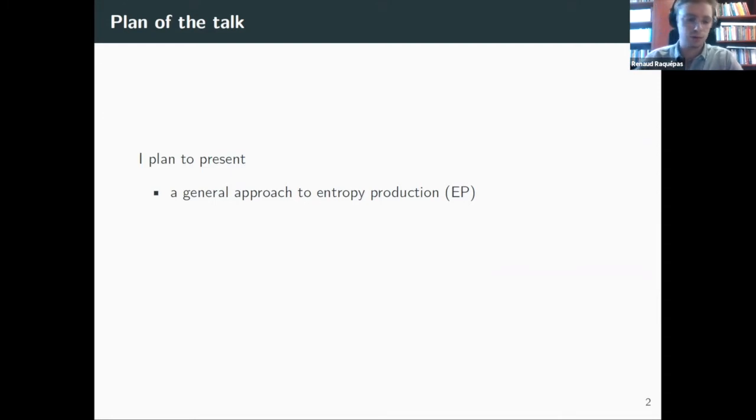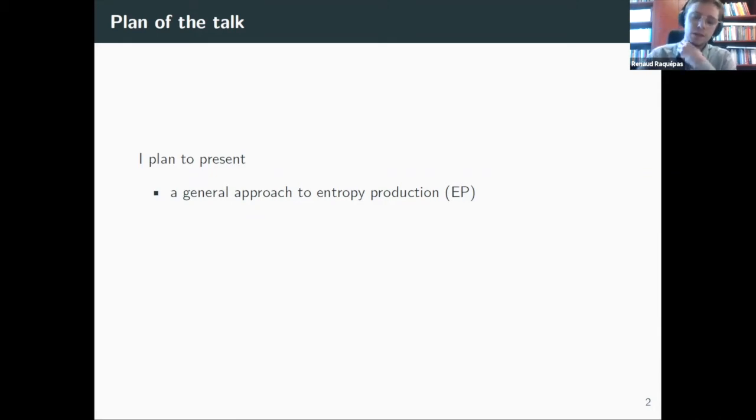I'll use an approach which, to my knowledge, was put forward by Jakšić and Seiringer, which is based on hypothesis testing. So basic questions from the point of view of statistics. There are other definitions and other approaches to entropy production. They are related. We'll see a bit of the connection later during the talk, but I first want to give at least one general introduction to entropy production, assuming essentially nothing.